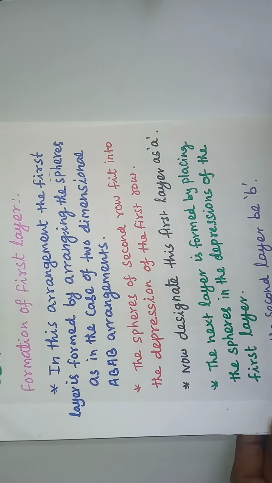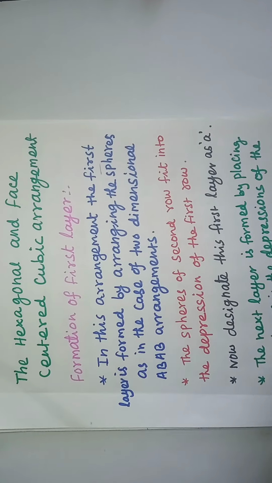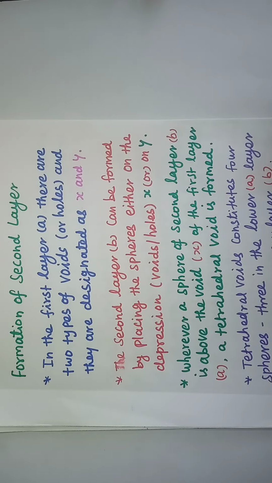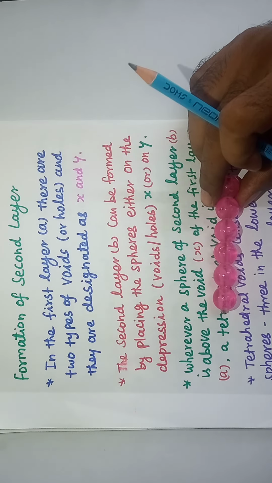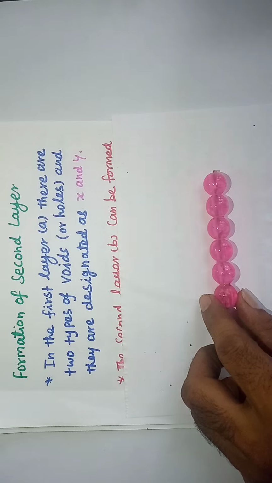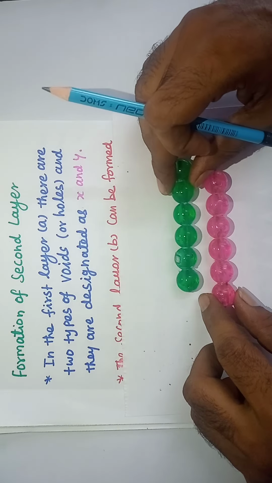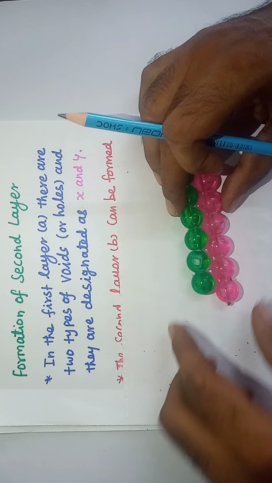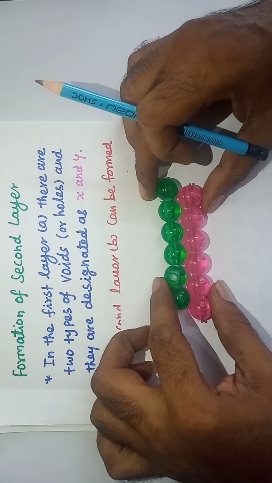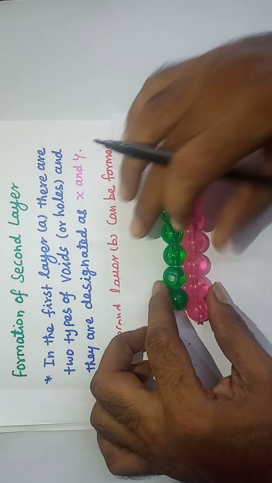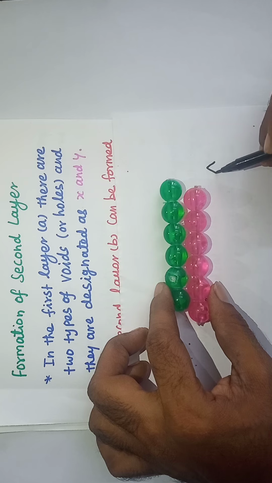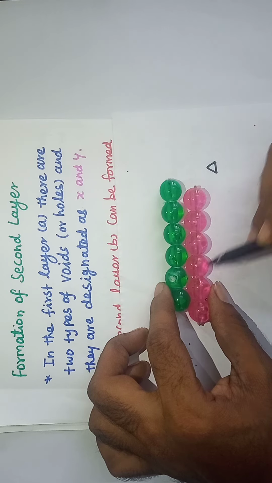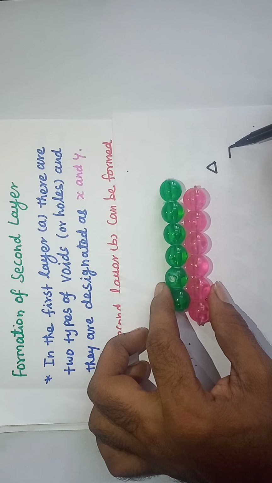So now let us see the formation of the second layer. In the first layer, two types of voids are formed. We place the second layer in the depression of the first layer. You can see one looks like a triangle, and another one looks like an inverted triangle.